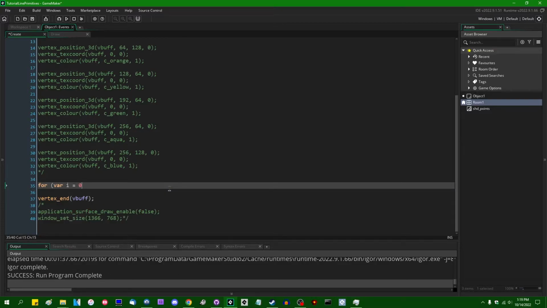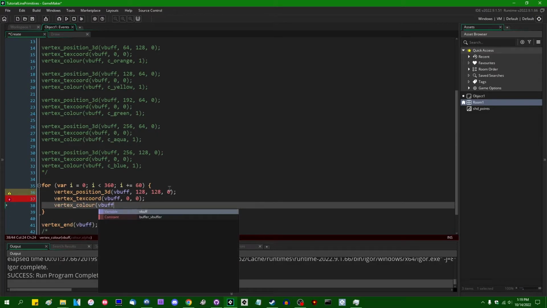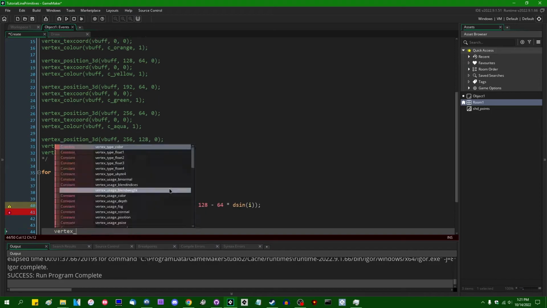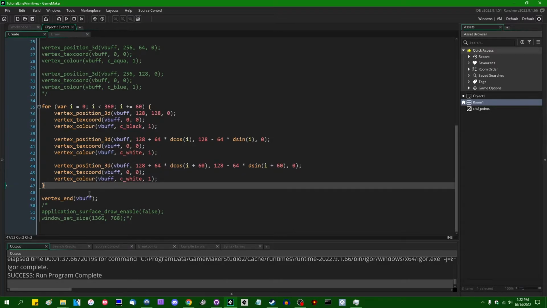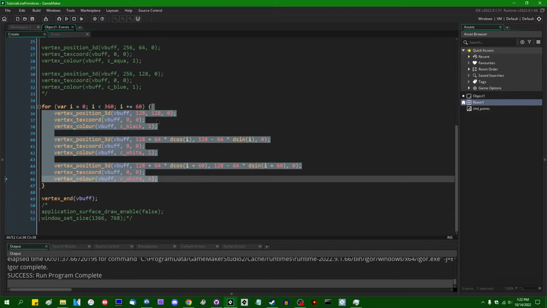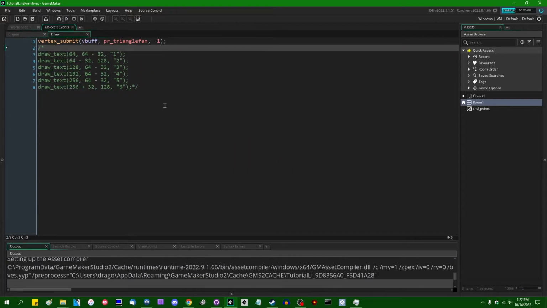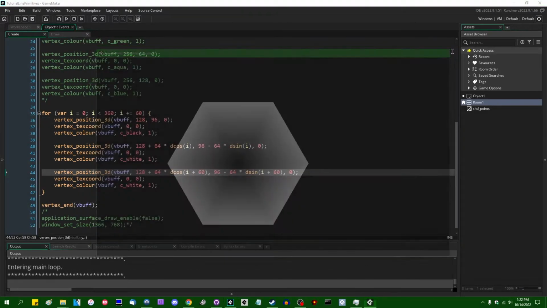So if you were to say for var i equals 0, i is less than 360, i plus equals 60, you could, for example, for every vertex in the polygon that you're trying to draw, the hexagon or whatever, have an individual triangle defined by 3 points with a vertex position, vertex texture coordinate, vertex color. And if I were to run the game now, and are we submitting with a triangle fan? We are. If I were to run the game now, all right, that's actually off the screen a little bit. You would have here a hexagon, and that's fine.